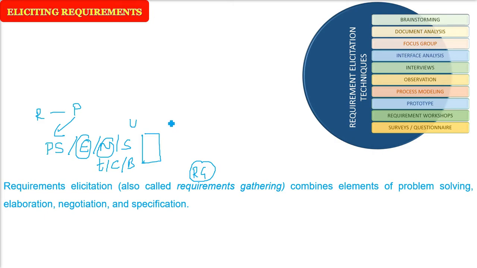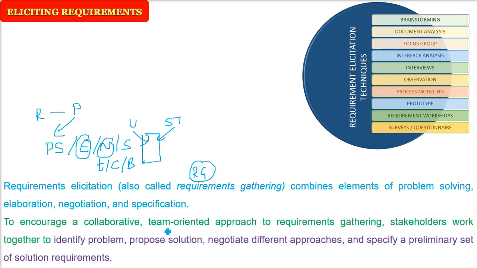For example, the user and the software team agree on certain terms. So the main idea is to collaborate, that is, sit together and discuss and decide. This is in order to encourage a collaborative, team-oriented approach, because in order to get the requirements, we need all to sit together. So we work with the stakeholders.